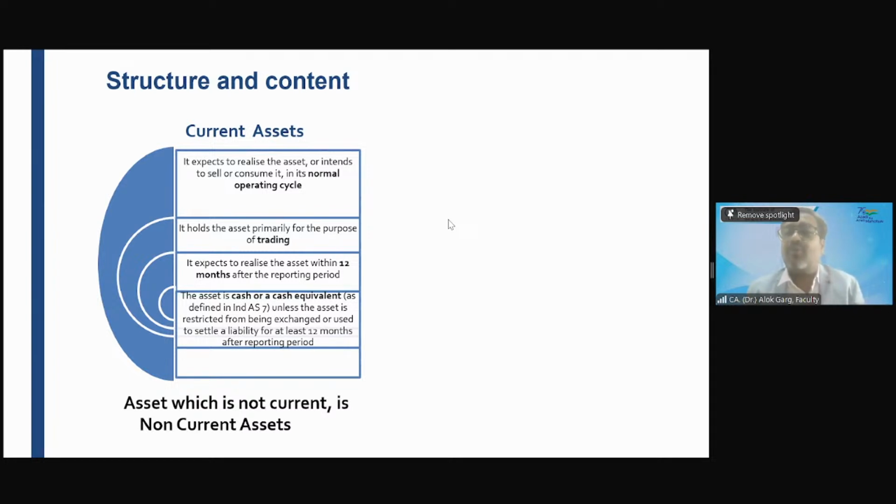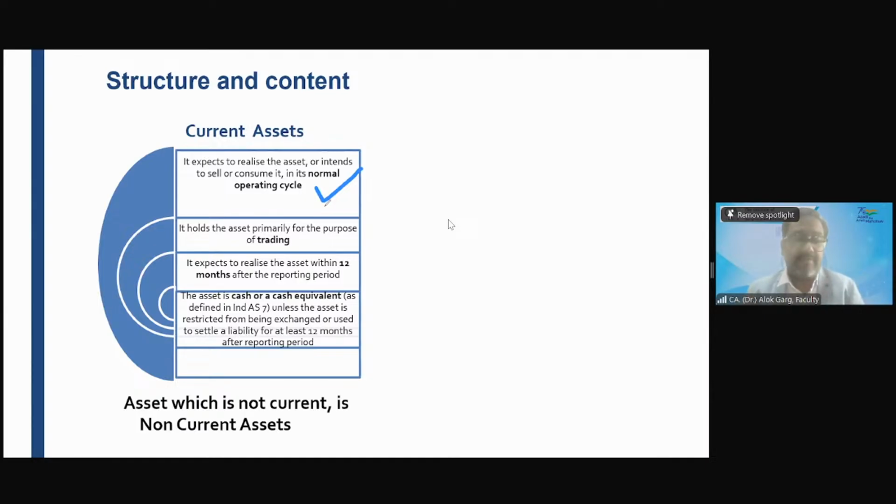So current assets are those assets which are expected to be realized, right? When the company expects to realize the asset or intends to sell or consume it in the normal operating cycle. If the entity expects to realize debtors within 1 year or within operating cycle, it is known as a current asset. What is meant by operating cycle? Operating cycle means when a cash has to be converted into a cash.